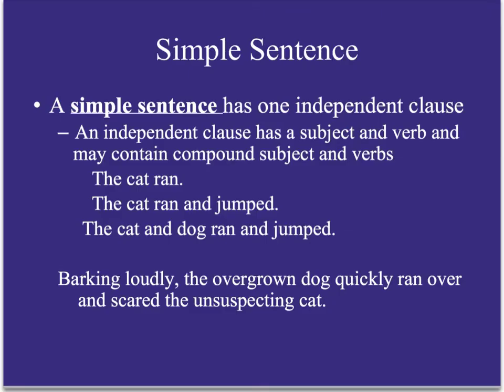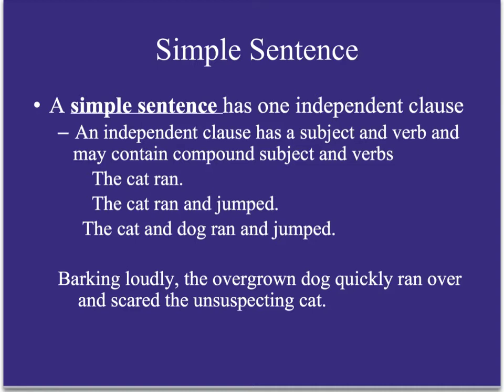Alright, let's start with our first structure, the simple sentence. A simple sentence has one independent clause, which means it can stand alone and make sense on its own. An independent clause has a subject and a verb that are working together. They may contain compound subjects and verbs.